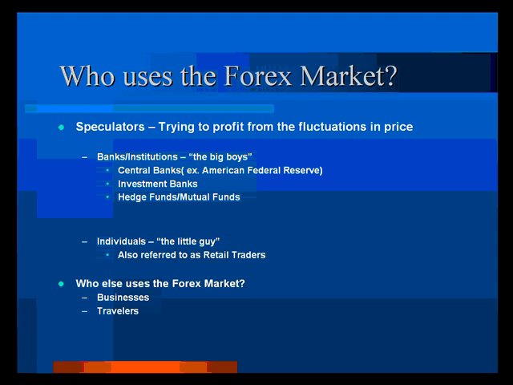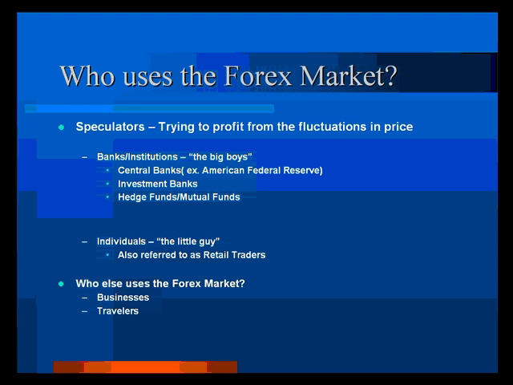Some types of speculators are banks and institutions, and I have in quotes the big boys, because these are the main speculators. They have the most amount of money, they're making the most amount of transactions. These include the central banks, like the American Federal Reserve in the United States. When the central banks do something, it usually has a larger effect on the market, because they have so much buying and selling power, so many resources and money behind them, that when they make a move in the market, it is reflected a lot larger than somebody with a lot less money. Other types of institutions are investment banks.